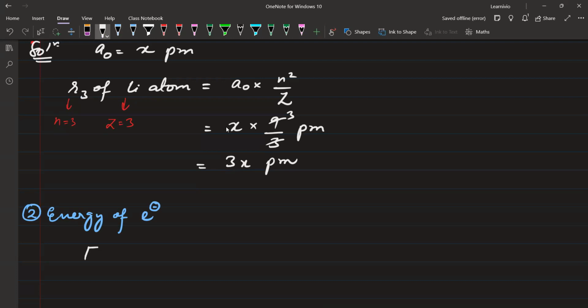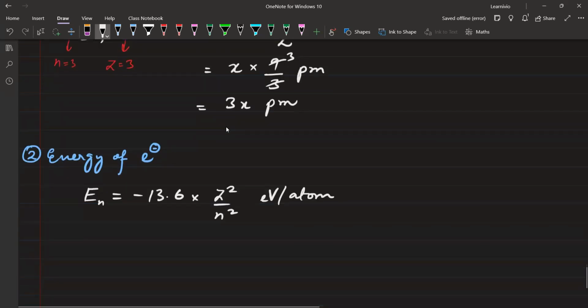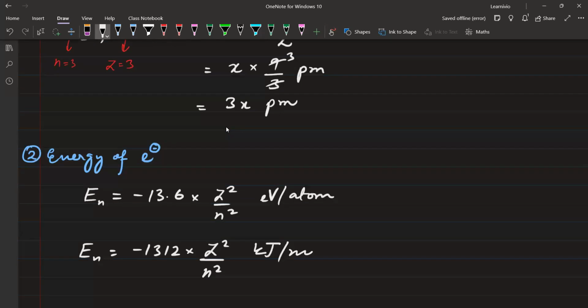If you want to talk about the energy of the nth orbit of a particular atom, it will be equal to minus 13.6 into Z square upon n square. The unit in this case will be electron volts per atom. Okay, there is one more form which you can see, En is equal to minus 1312. This is again a constant, but it is the same Z square upon n square, but this will be in kilojoules per mole. So you can see these two formats.